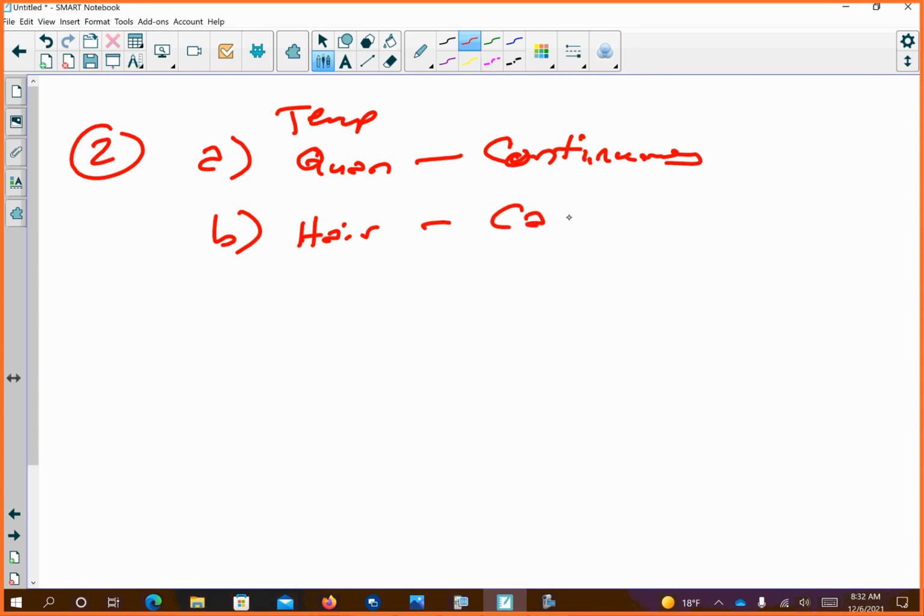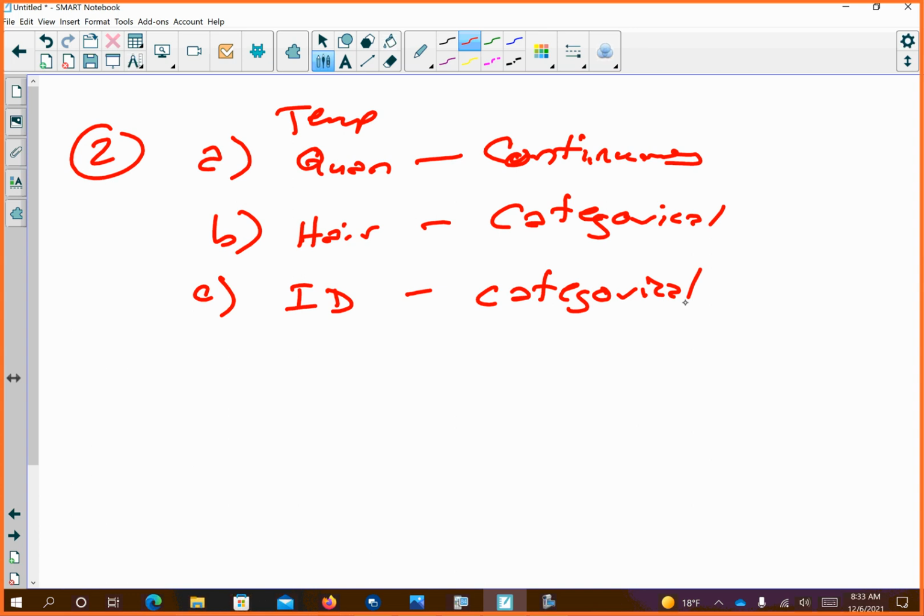B says hair color. Yeah, it's definitely categorical. C, student ID. Yeah, why is ID categorical? It's different for each person. I mean, you're labeling. So, an ID, each of you has an individual one. So it's categorical. Price of gas. Quantitative.